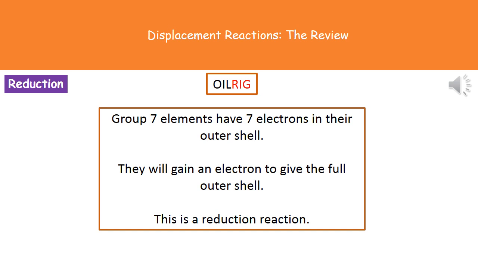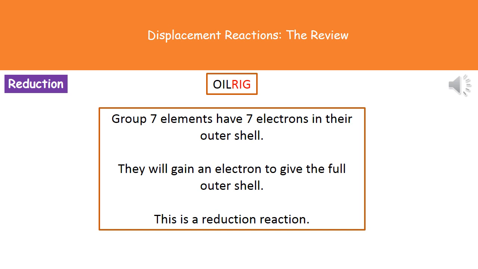So if you think back to what we've done previously, we've looked at what an oxidation reaction is. The other side to that is a reduction reaction. So again, we've got our little acronym there of OIL RIG. If you remember, oxidation is loss of electrons and reduction is the gain of electrons. And that's what we're concerned about when we're thinking about our displacement reactions and our group 7 elements.